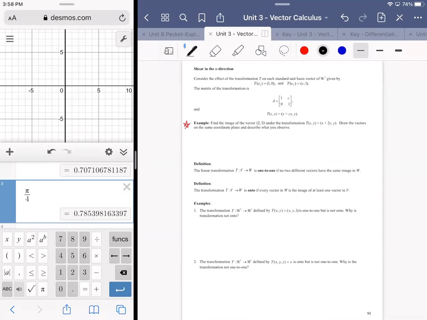The shear in the x direction, shear in any direction, is when you're talking about an inconsistent dilation. You're dilating in one direction, but not in another. That's typically the gist of it. Right?